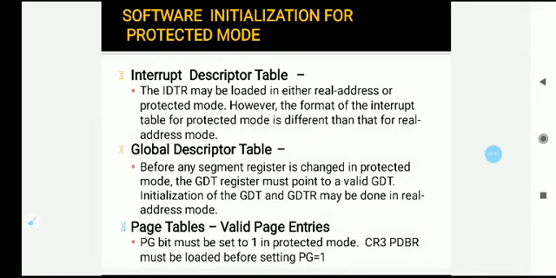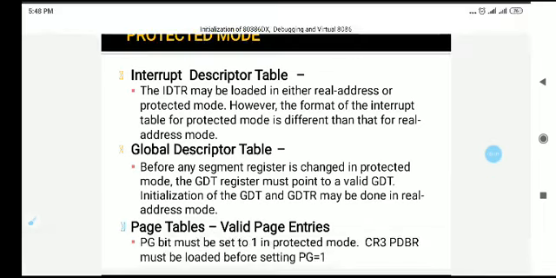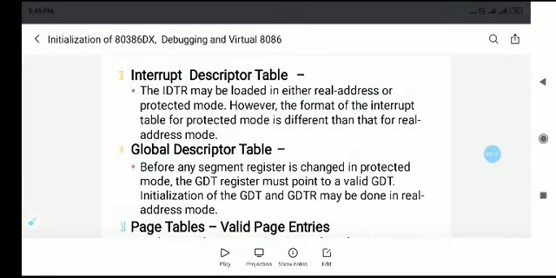Okay, the next point is the stack segment. The stack segment is not represented in this PPT. So SS may be loaded in either real mode or protected mode. If loaded in real mode, SS continues to point to the same linear address after the switch to protected mode.